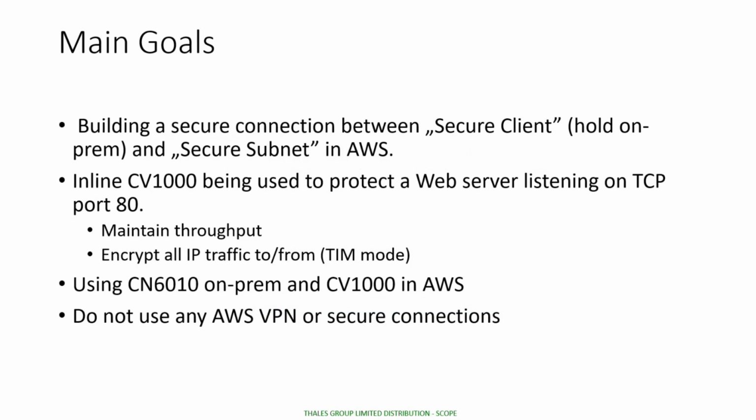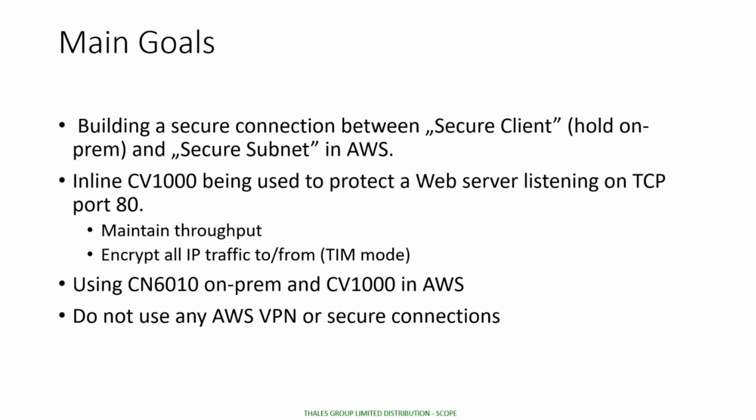Let me quickly describe the main goals. The main goal is to build a secure connection between the area called secure client and the secure subnet in AWS. The customer requirement was not to use any AWS VPN or any secure connection provided by the cloud service provider. Another requirement was to maintain the throughput. Okay, cool, we can do this. And encrypt all the IP traffic coming from the secure client.